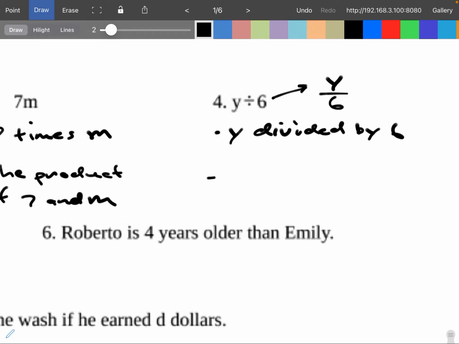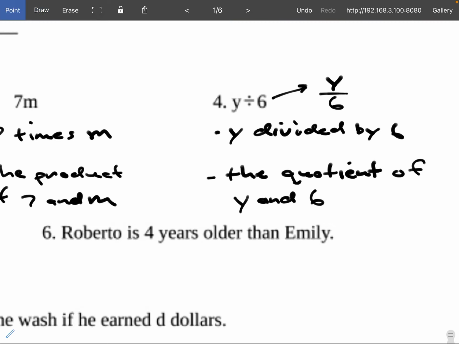So if I write, here, let me write it down. So we're going to write the quotient of y and 6. That's supposed to be a Q right there. It's like a 9. So we got the quotient of y and 6. And when I write it like that, that implies that whichever one I mentioned first, in this case the y, that means that is in the numerator, okay? So it's up on top.